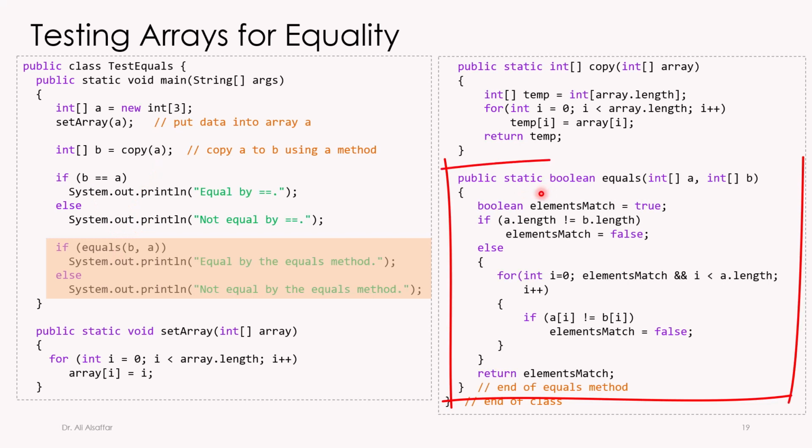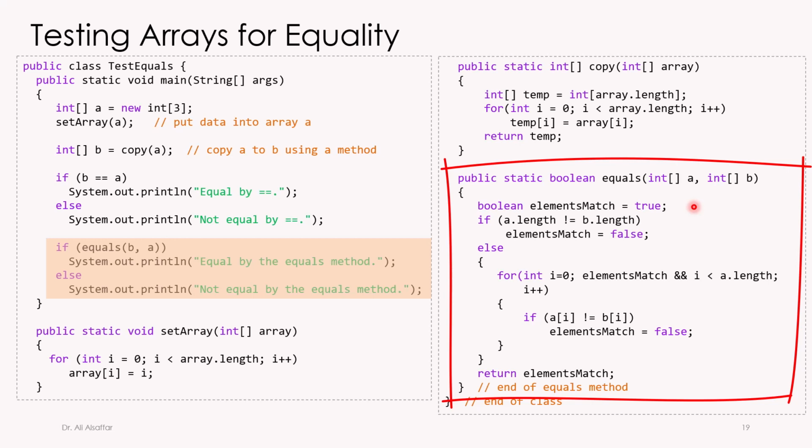This is the implementation of the equals method. It returns a Boolean value, true or false. True if the two arrays supplied as input parameters are equal element by element. Otherwise, it returns false. The method uses a local Boolean variable called elementsMatch. If this elementsMatch variable is equal to true, it means that the two arrays' elements match. And if elementsMatch is equal to false, it means that the two arrays are not equal. Initially, we assume that every element of both arrays match.